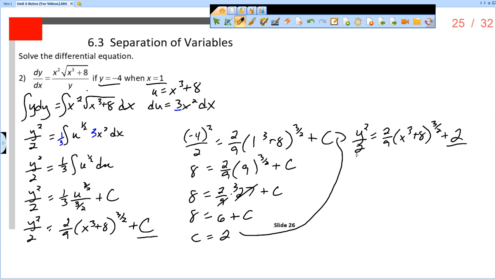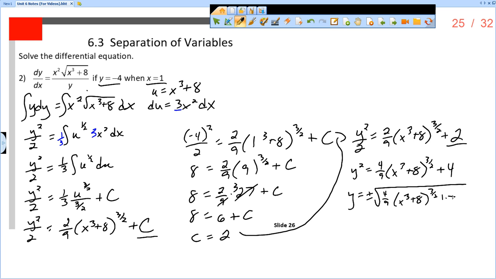So now ultimately, our goal is to find an explicit solution if possible. And so that means we want to solve for y. So we're going to multiply both sides by 2. So I get y squared equals 4/9 x cubed plus 8 to the 3/2 power plus 4, right? Multiplied by 2. And then I'm going to square root. So y is equal to, now remember, when I square root, I should include a plus or minus. So plus or minus the square root of 4/9 x cubed plus 8 to the 3/2 plus 4. But now remember, we can't have both, because we're looking for a specific solution. So I need to have one of the two.